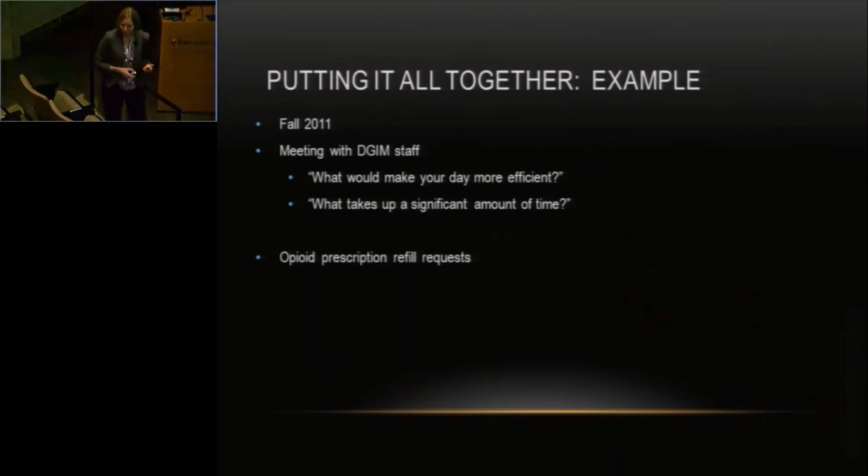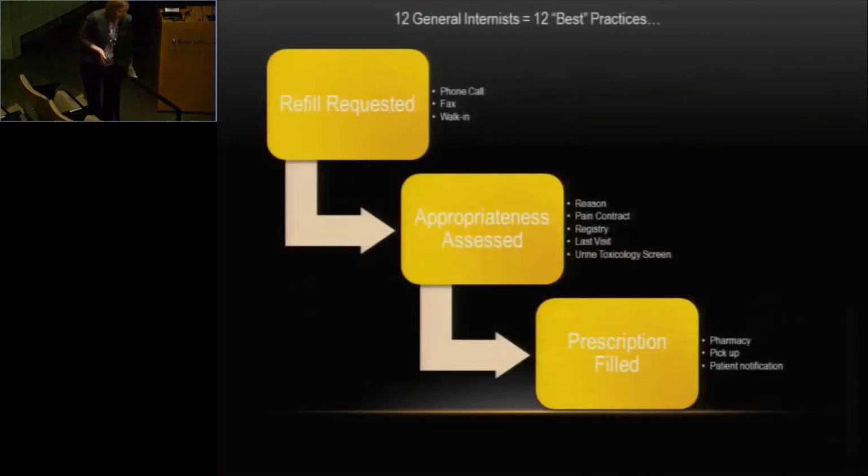They very quickly identified that they are just being killed with opioid refill requests. So we took a look at the process. We had 12 general internists at the time, and we had 12 best practices for handling opioids. Everybody insisted their process was the best, no doubt about it. The way the process happened was a refill was requested in one of three ways: the patient called, the patient or the pharmacy faxed, or the patient walked in demanding their opioid refill.